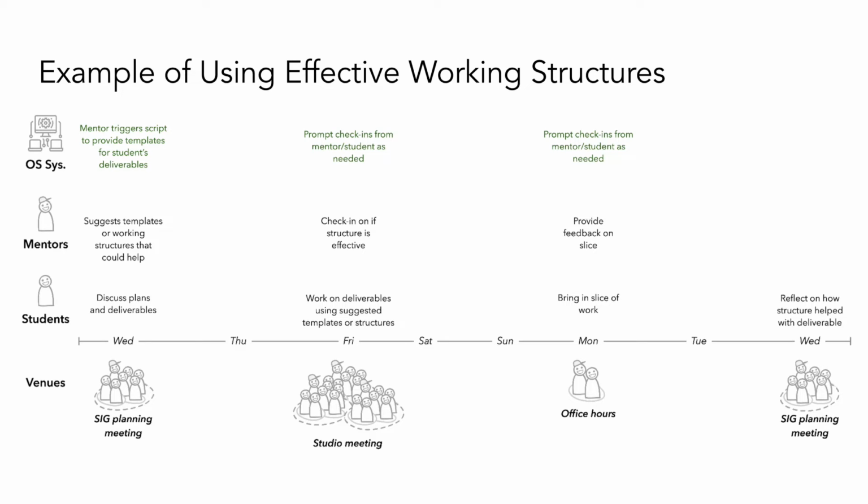One example is having students use effective working structures for their deliverables, such as using a design argument template when working on a prospectus draft, or using a study design template when preparing a study for a paper. This example is largely the same as the prior example for the prototyping process that we just discussed, with the key difference being in the upper left corner where the mentor is actually the one triggering the scripts, like during, for example, a SIG meeting when they're talking about what working structures could be useful for their students.